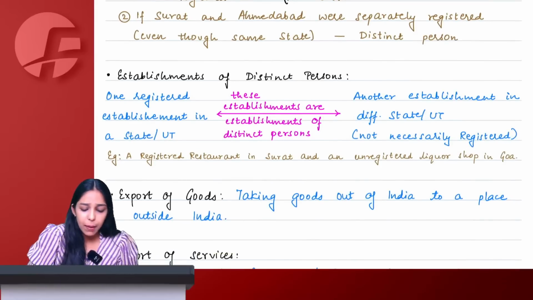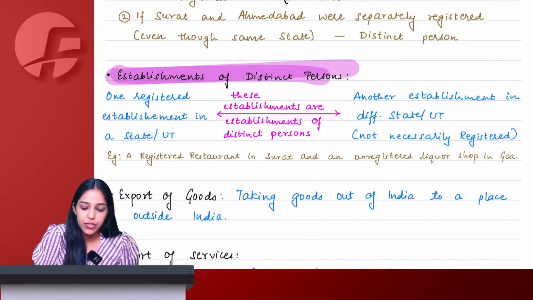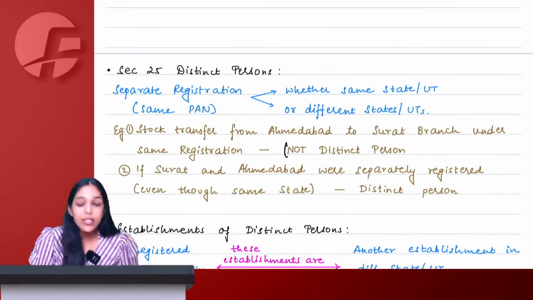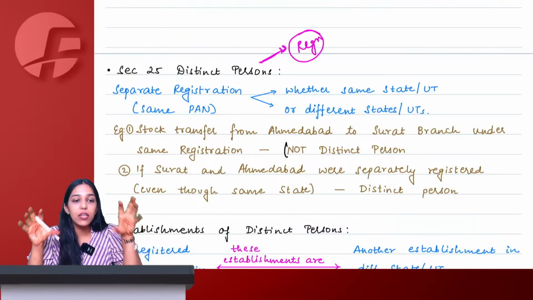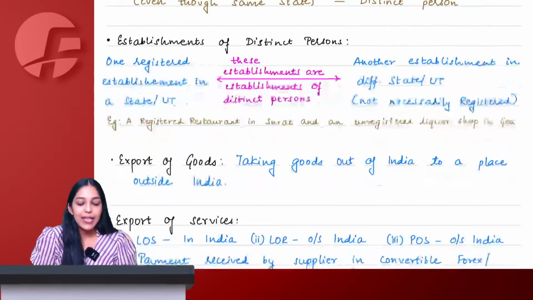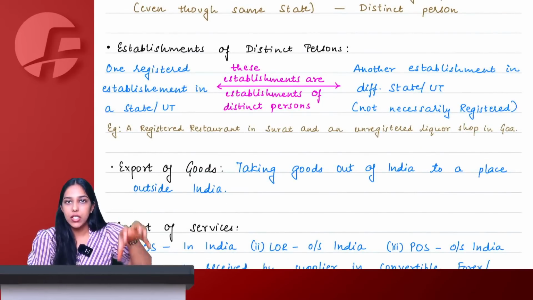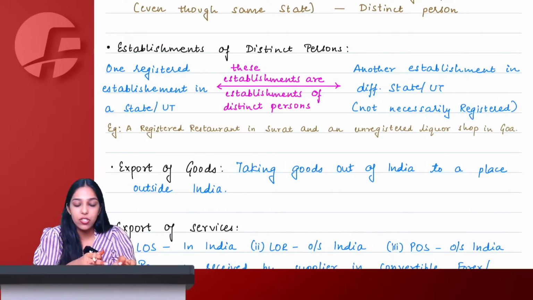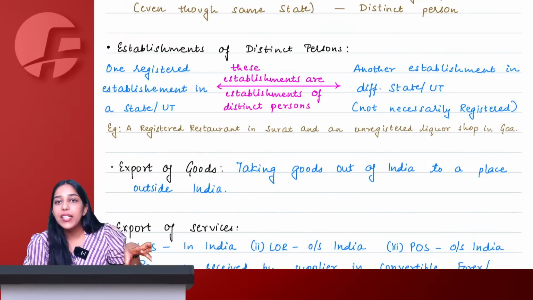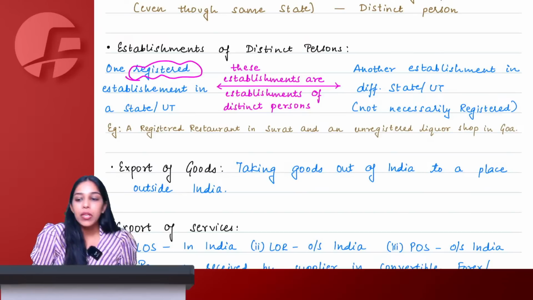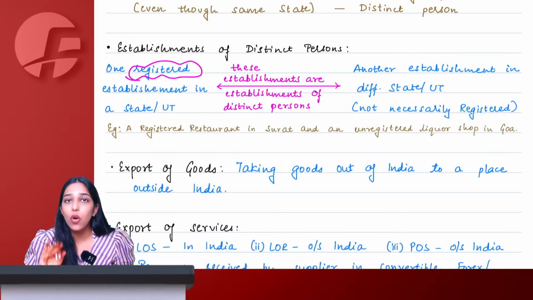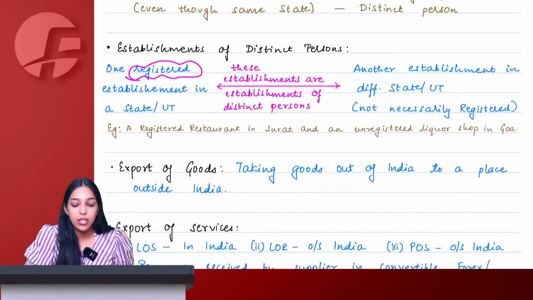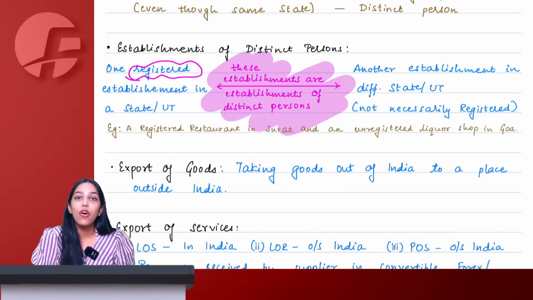Alright, ma'am. What do we mean by the term establishment of distinct person? See, distinct person is related to registration. So, one registration and another registration can be considered as distinct persons. Establishment means the place, the office, the place where I have actually got registration. If there is one establishment where I have registration, and I have any other establishment in any other state or any other union territory, it might be registered, it might be unregistered. They are all known as establishments of distinct person.